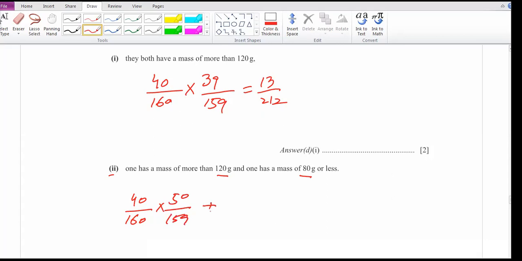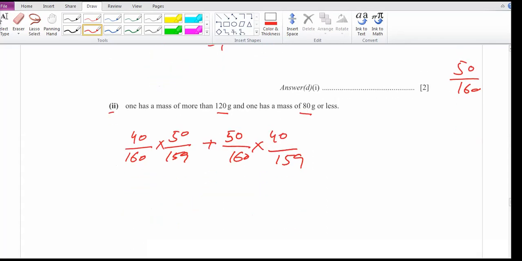Or, for 'or' we use plus. Maybe the first one you choose has a mass less than 80. What will be less than 80? 50. So their probability is 50 over 160. And the second one is more than 120. More than 120 are 40. So it will be 40 over, but this time the total is now 159. So you can calculate this one.